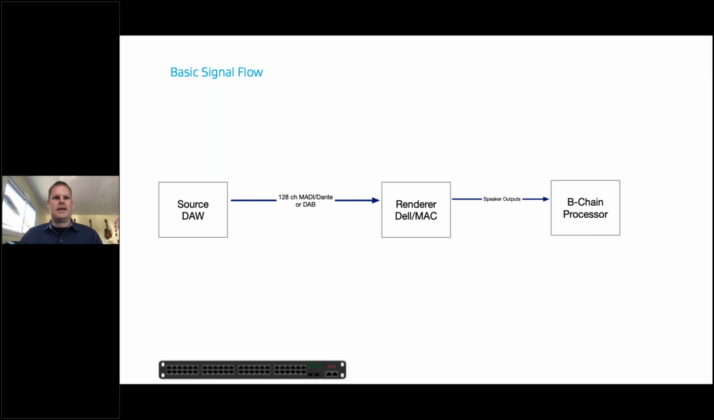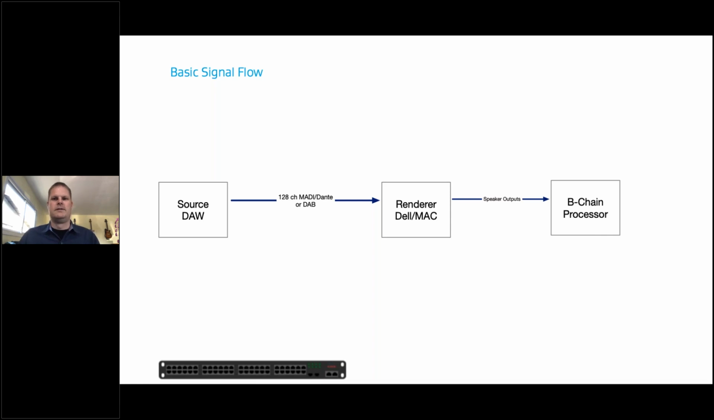So once again, back to this basic signal flow. From the renderer, we've got 128 channels feeding into the renderer from your source DAW. Getting out of the renderer, you're going to need to be able to pass speaker output, headphone output, and various other things into this B-chain processor.